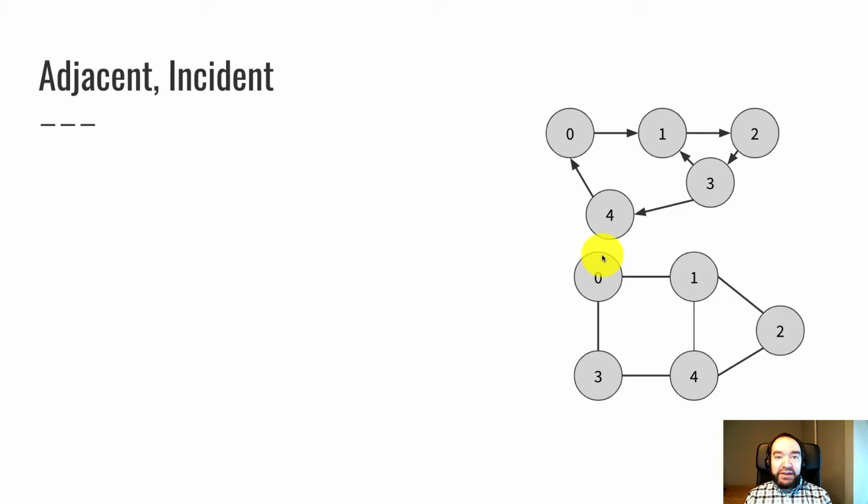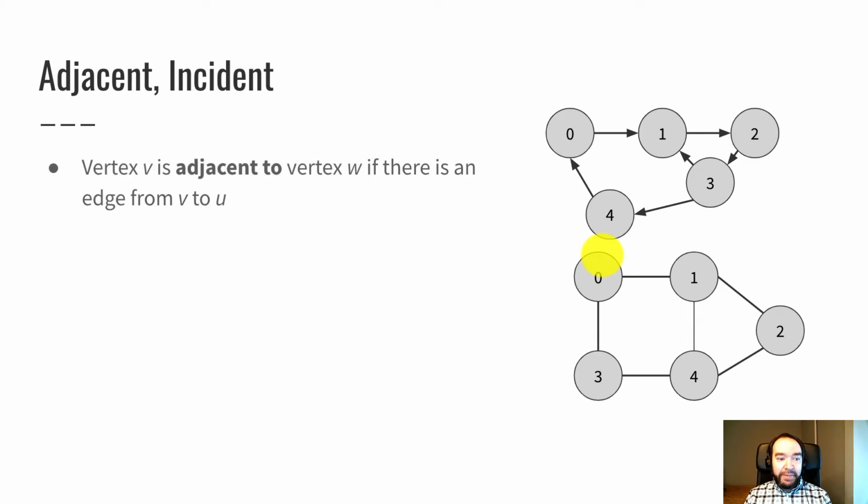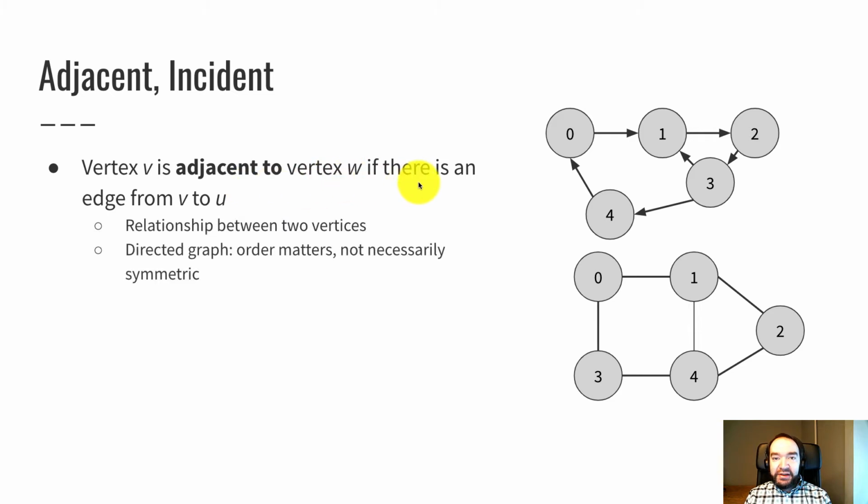Okay, adjacent and incident are ways of talking about what touches what in a graph. So adjacent to is a relationship between two vertices. Vertex V is adjacent to vertex W if there is an edge from V to W. So it's a relationship between two vertices. It's basically the neighbors. So in an undirected graph, it's a little simpler.